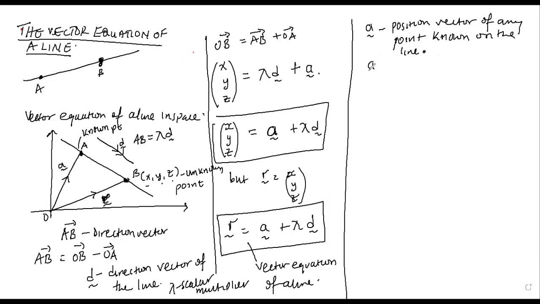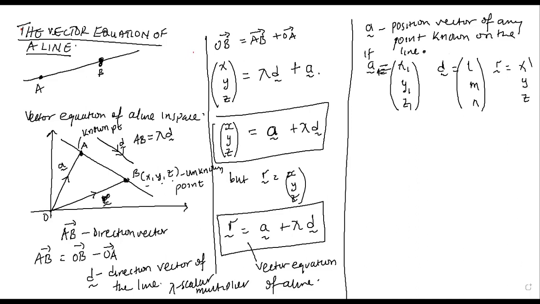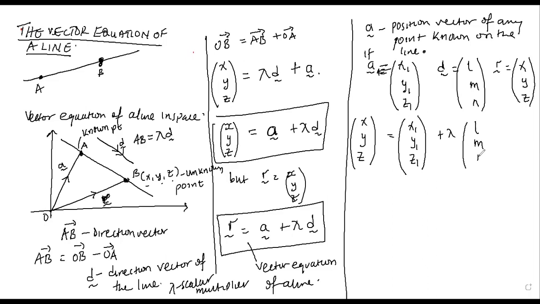If A is known as, for example, x1, y1, z1, and D is known as L, M, N, and we have seen the arbitrary point is always unknown, unknown X, unknown Y, unknown Z. Then X, Y, Z, which is our R, will give me the known point, which is X1, Y1, Z1, plus lambda of L, M, and N.